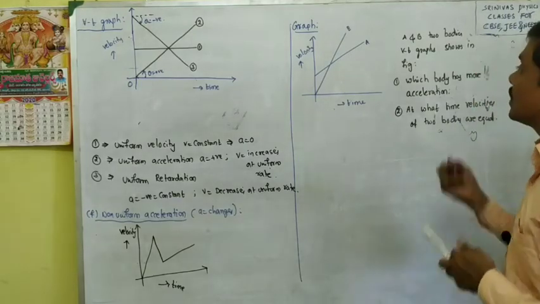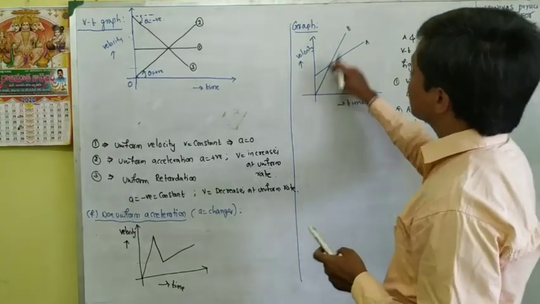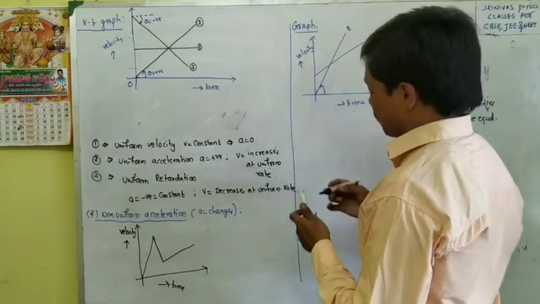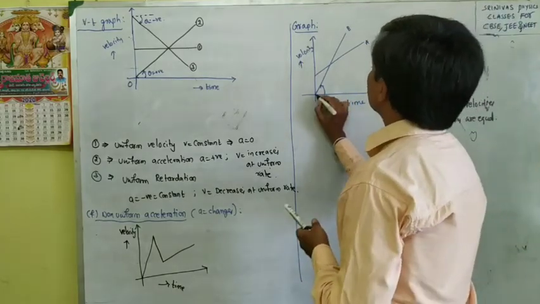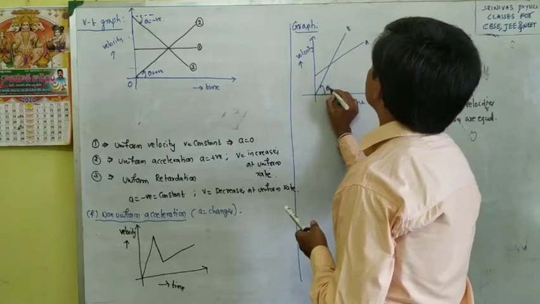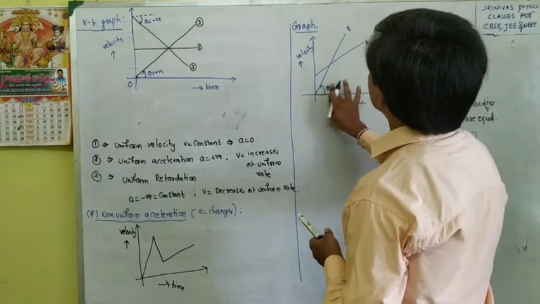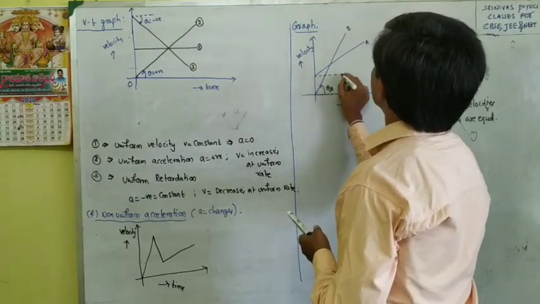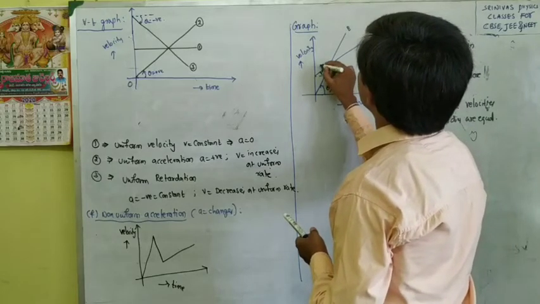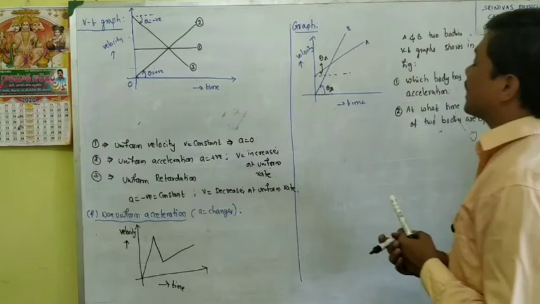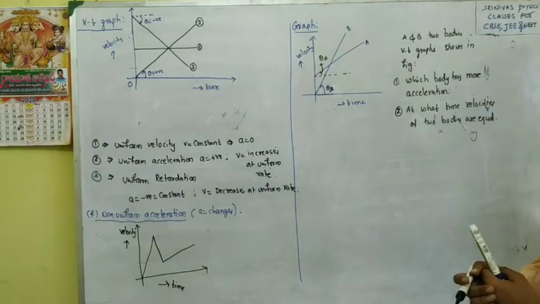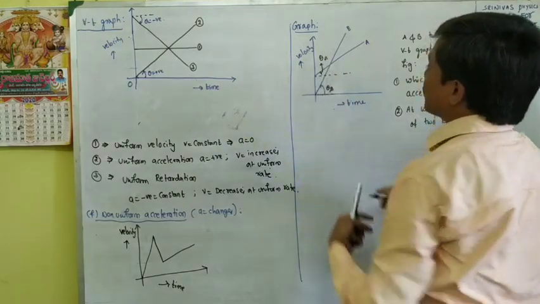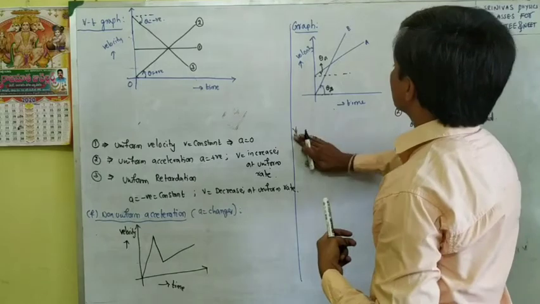Very simple. Okay, which body has more acceleration? First we can write this angle as theta. We take the angle made with the x-axis, right? This is the x-axis. This is theta A. No, this is for the B graph. This is theta B, right? And this is theta A. Can you tell from the figure which angle is more and which is less? From the figure we write the solution.